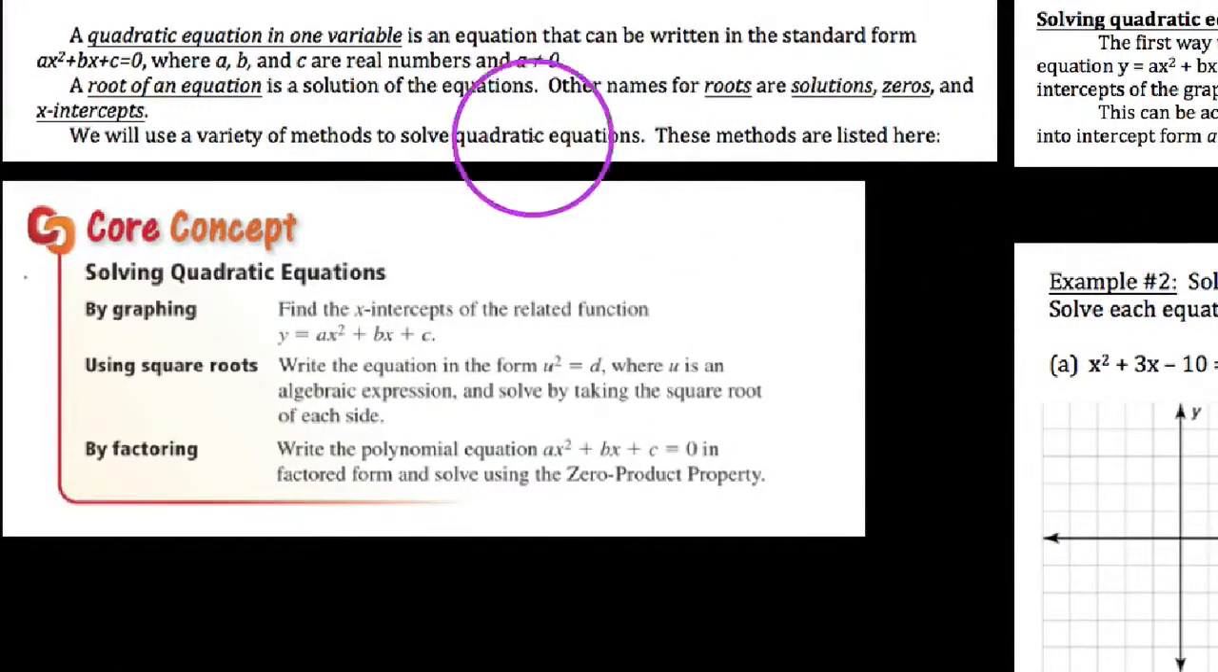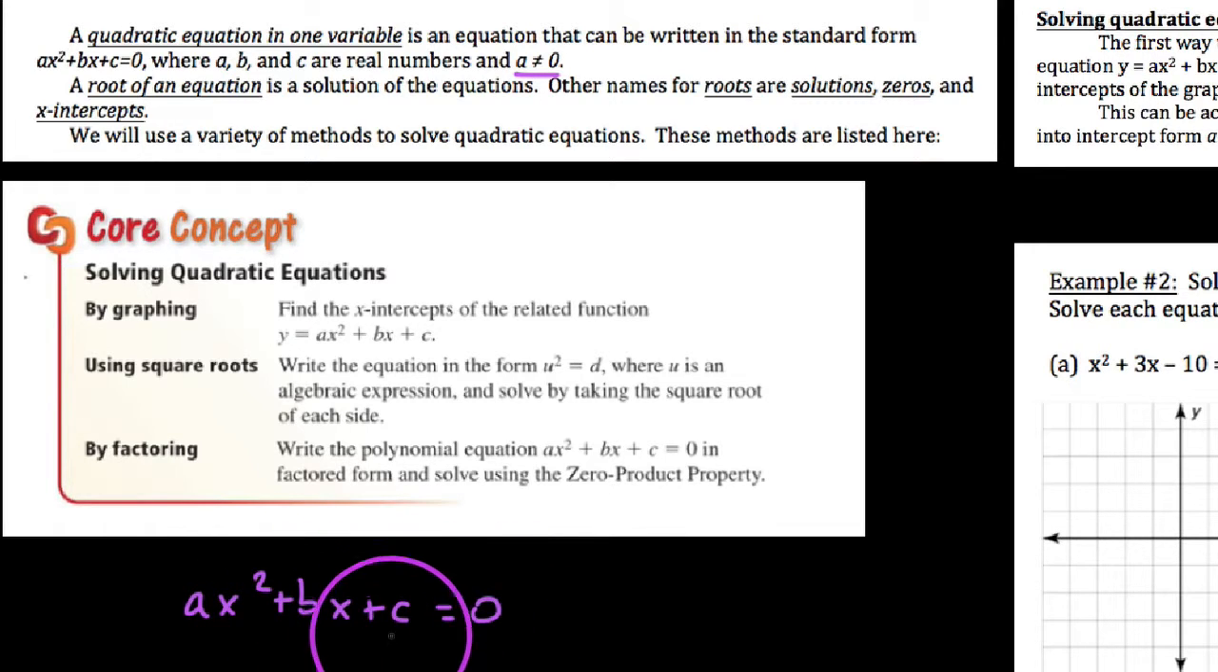Okay, YouTube, in this video we're going to explore for the first time how to solve quadratic equations in one variable. That is, these are equations that are written in the form ax squared plus bx plus c equals 0, where a, b, and c we say are all real numbers, and we don't allow a to equal 0. The reason we don't allow a to be 0 is essentially because if a is equal to 0, then we wouldn't have this statement right here set equal to 0.